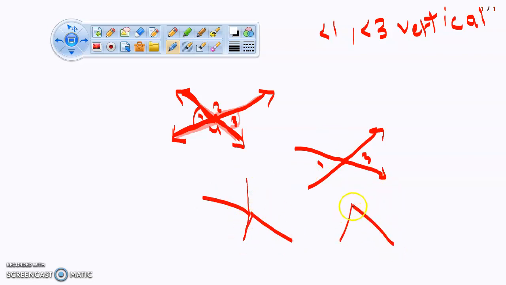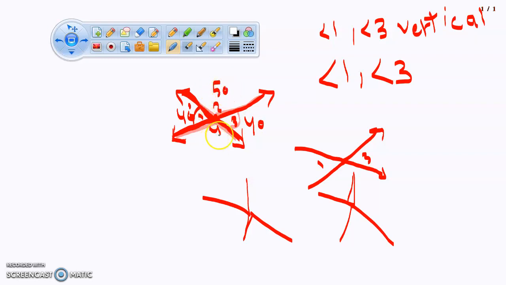Each angle is exactly opposite its vertical angle, so angle 1 and angle 3 are vertical angles, and angle 1 and angle 3 are equal. If angle 1 is 40 degrees, then angle 3 will also be 40 degrees. And if angle 2 is 50 degrees, the opposite angle will also be 50 degrees.